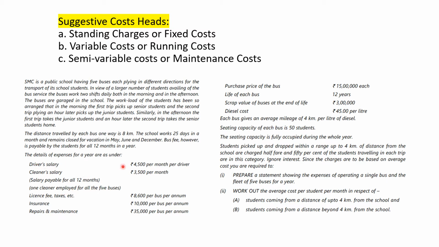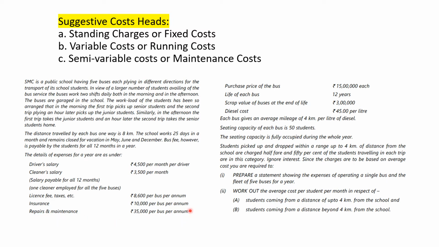So there are 5 buses and each driver is paid 4,500, but there is only one cleaner for all the 5 buses, that you have to note. And next, license fee taxes, this is again fixed in nature, 8,600 per bus per annum. And insurance, again it is fixed in nature, there is no change irrespective of the number of months you operate, number of students you carry, it is the same, 10,000 rupees per bus per annum. Repairs and maintenance, 35,000 per bus per annum.